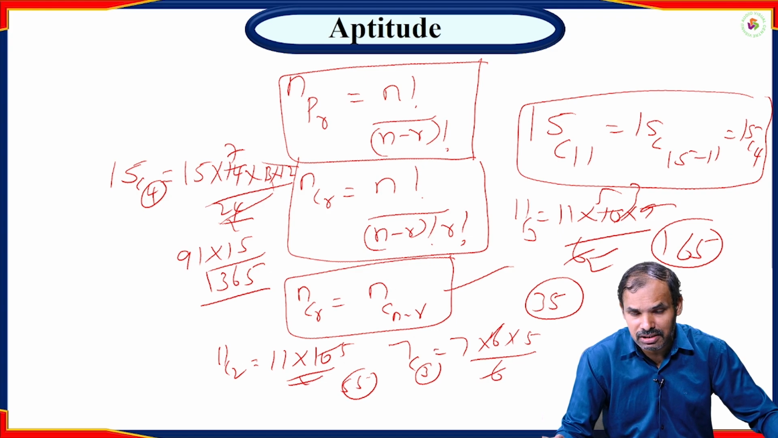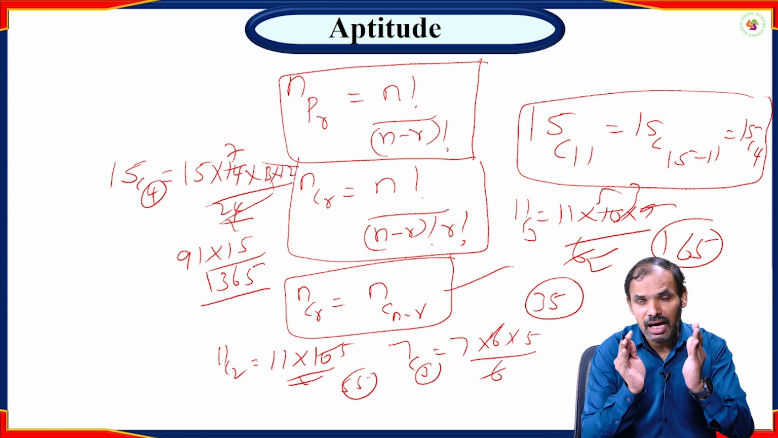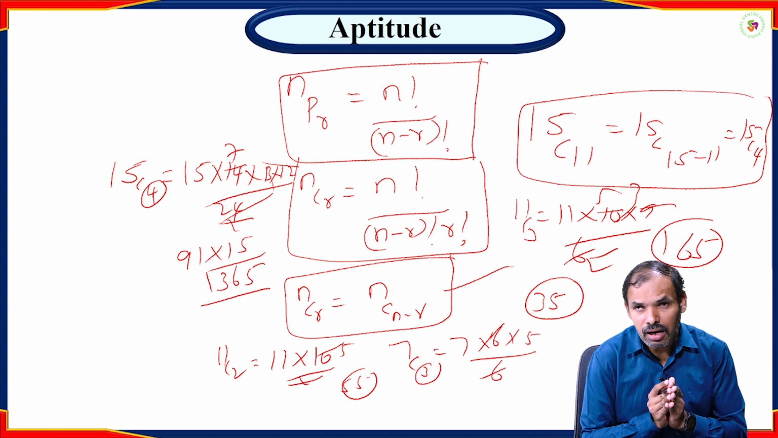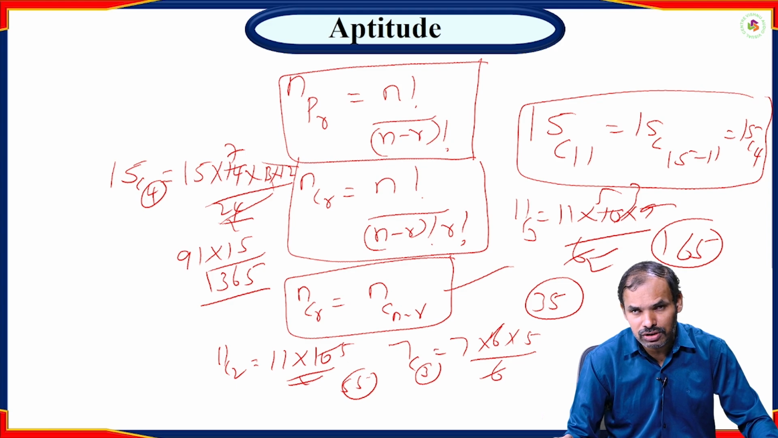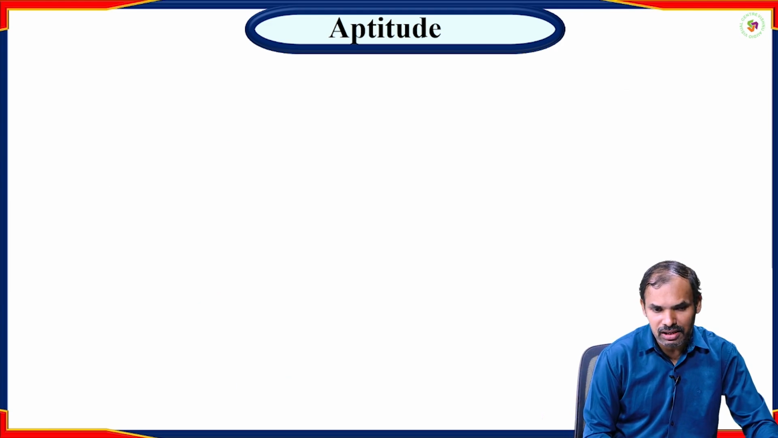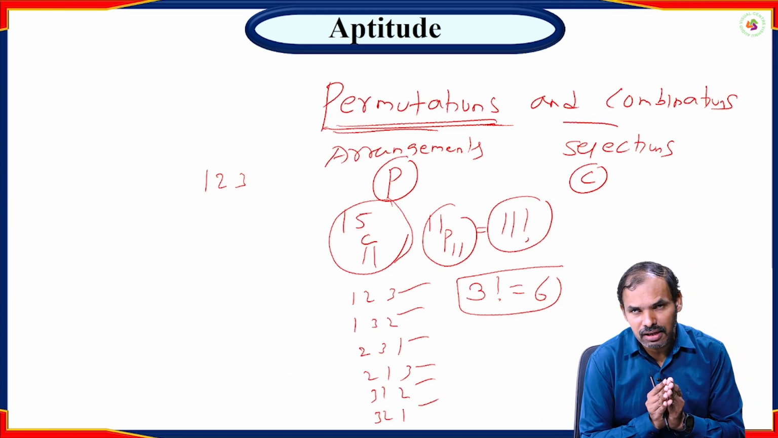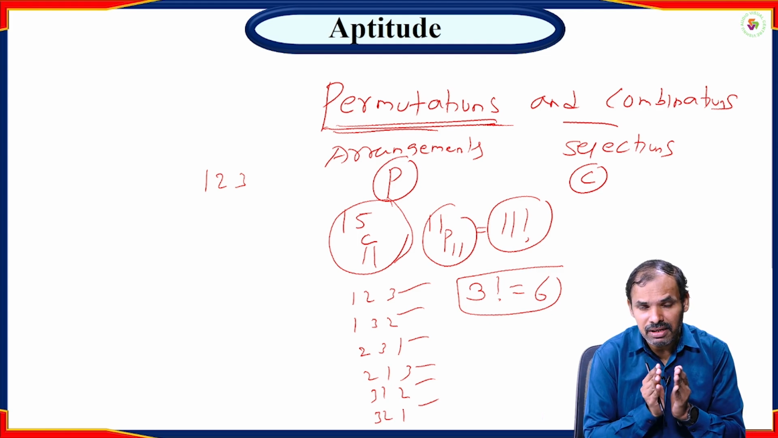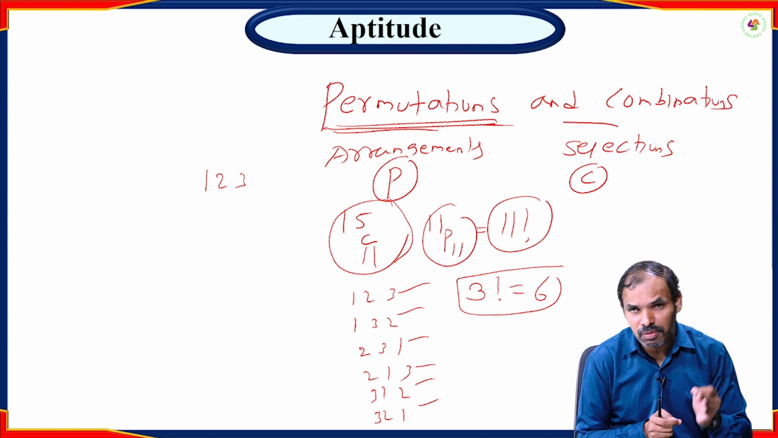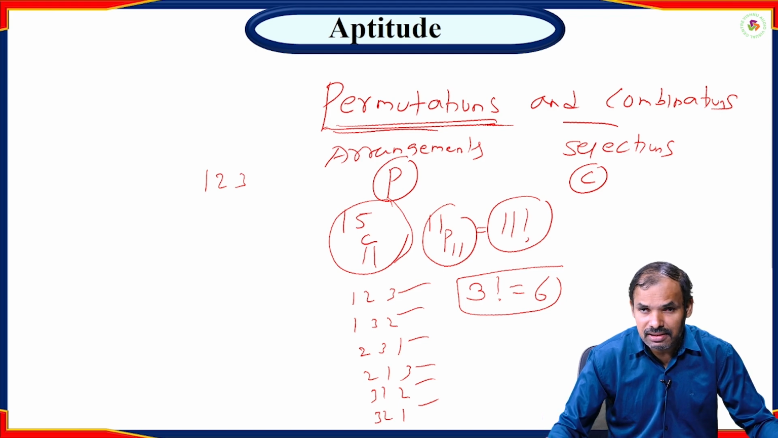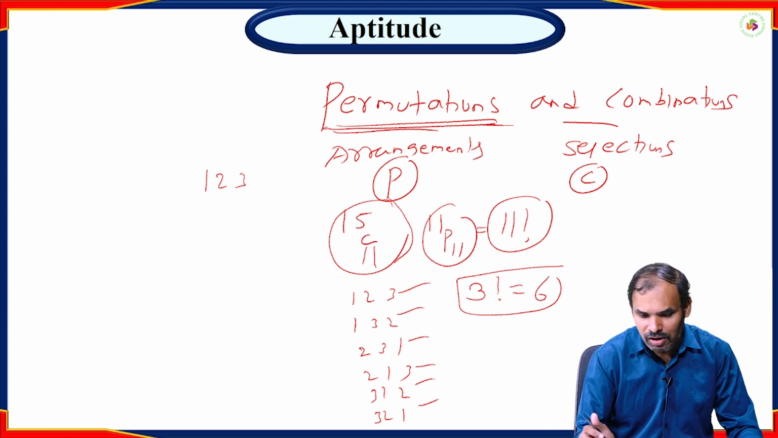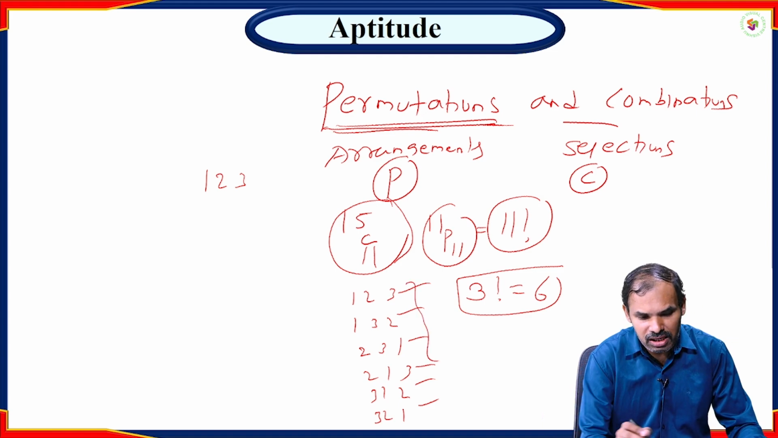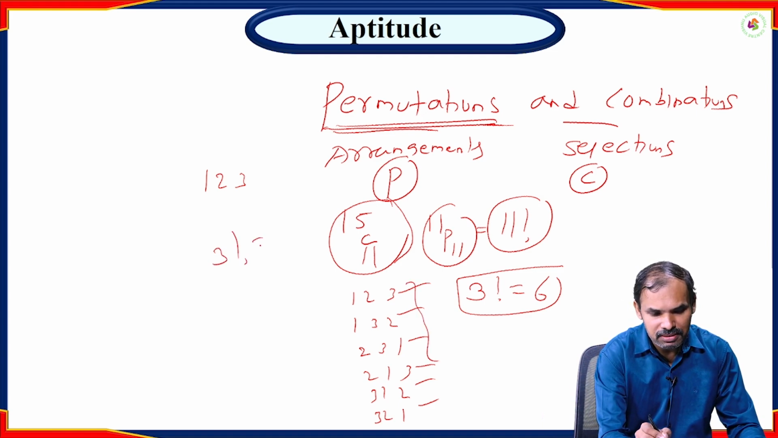This is the introduction to permutations and combinations. Once again, permutations means arrangements indicated by P, and combination means selections indicated by C. Maximum students get confused about where to use P and where to use C. For example, suppose you have 15 cricket players and you have to select 11, that is 15C11. After selecting these 11 members, you have to arrange them in 11 factorial ways. Take another example: with 3 cricket players, 3 factorial ways, that is 6.